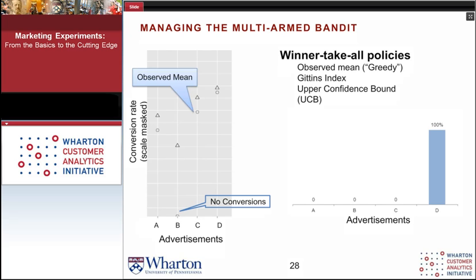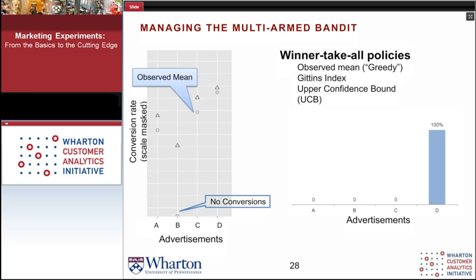Ad C is not far behind, or ad A is not far behind, but you also see something that looks like it could be a loser in ad B. And so a winner-take-all strategy would be pretty simple and say, well, ad D is the winner. Let's put all of our advertising dollars, all of our impressions for this particular context into that.